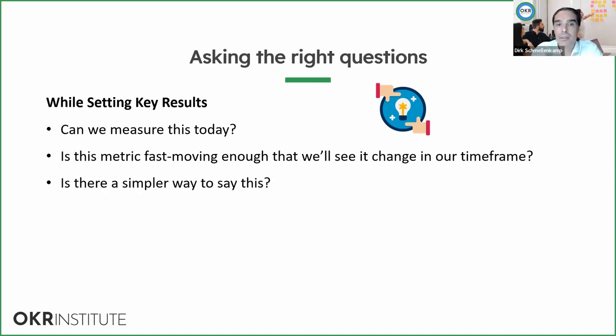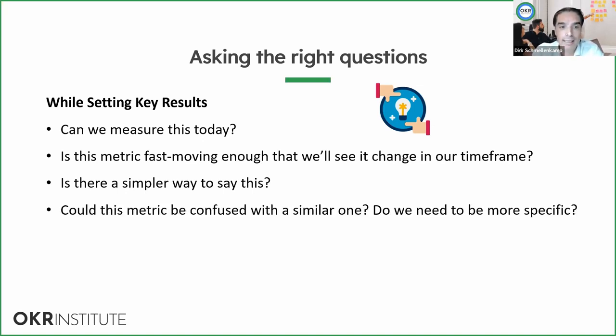Is there a simpler way to say it? It's the same: keep your key result simple, easy to understand. We described these key results in the earlier slides, how you can simplify them. Could this metric be confused with a similar one? Do we need to be more specific? Constantly asking these questions, because then you come to the right solution.